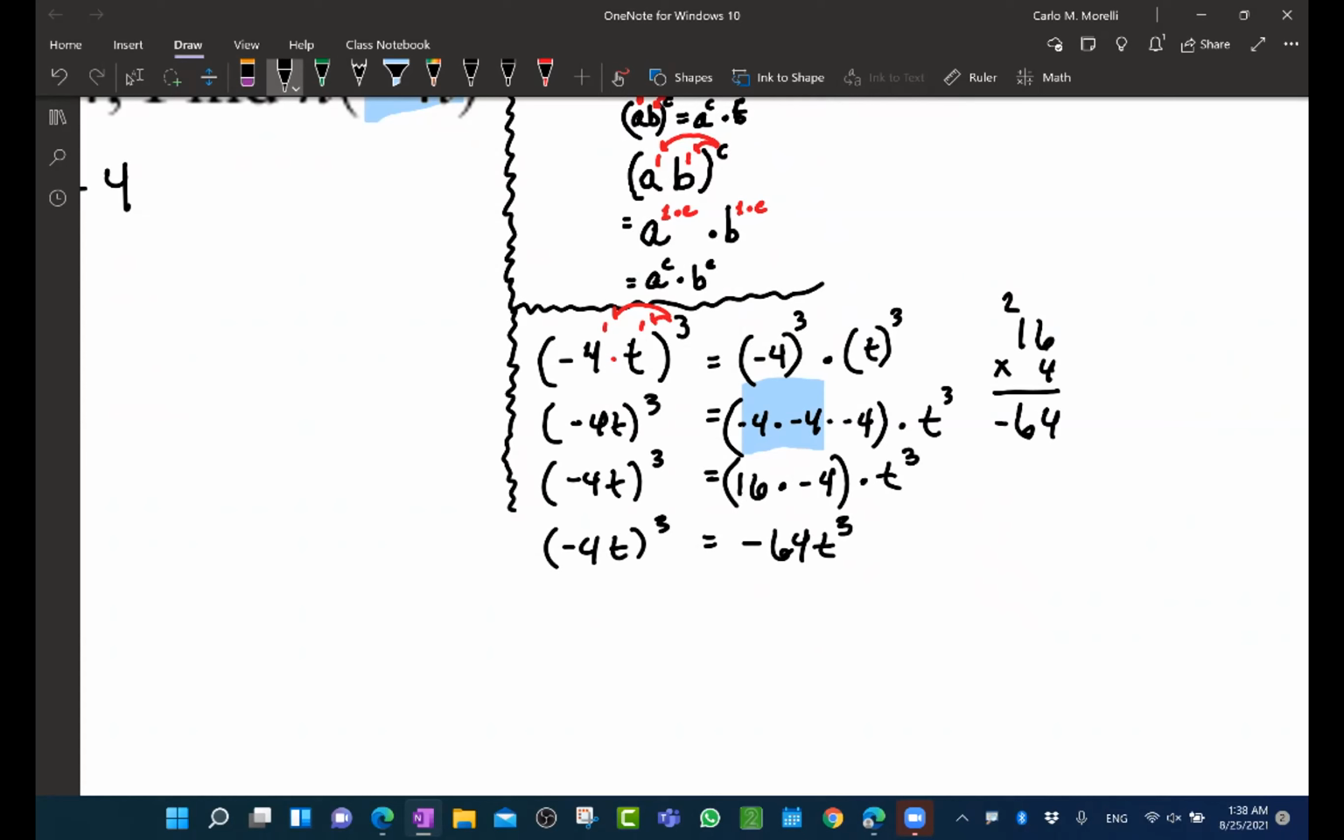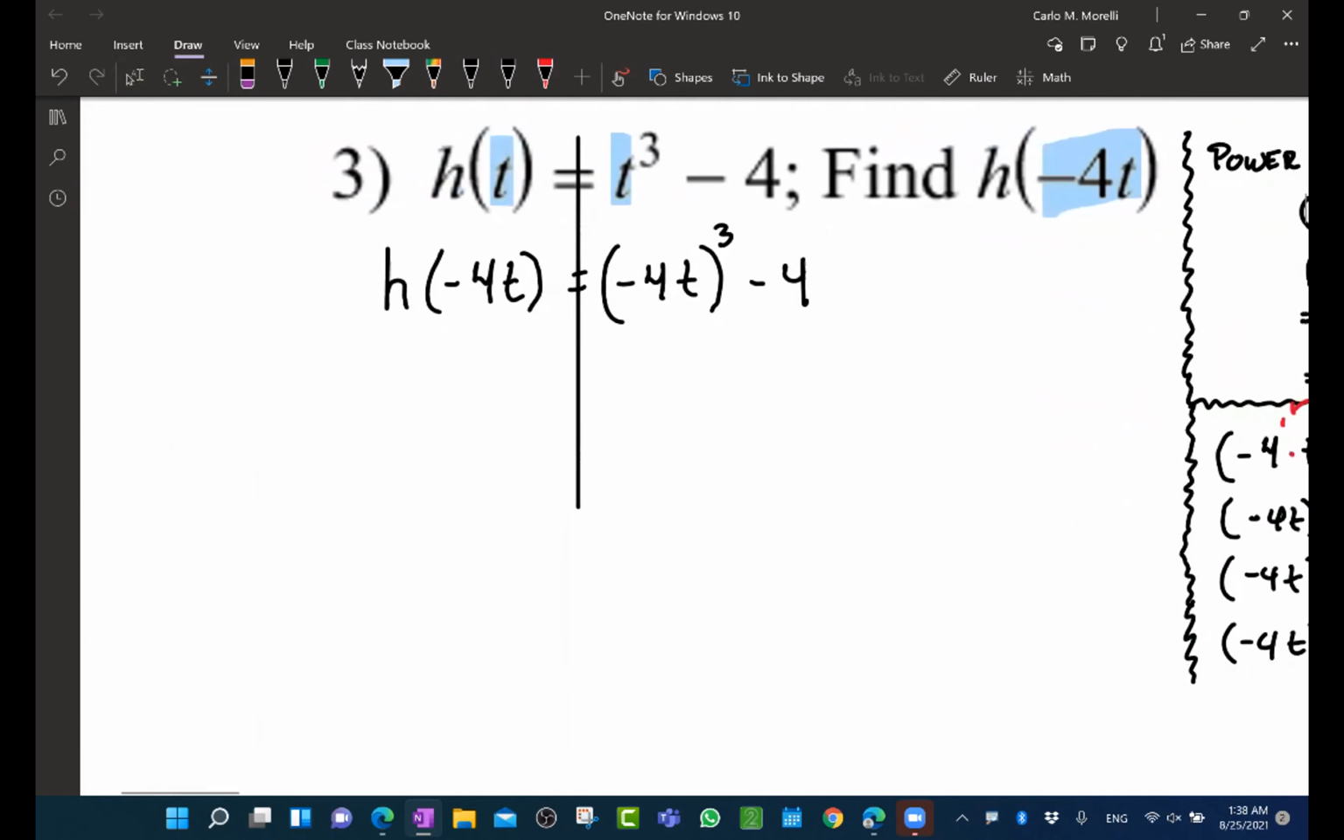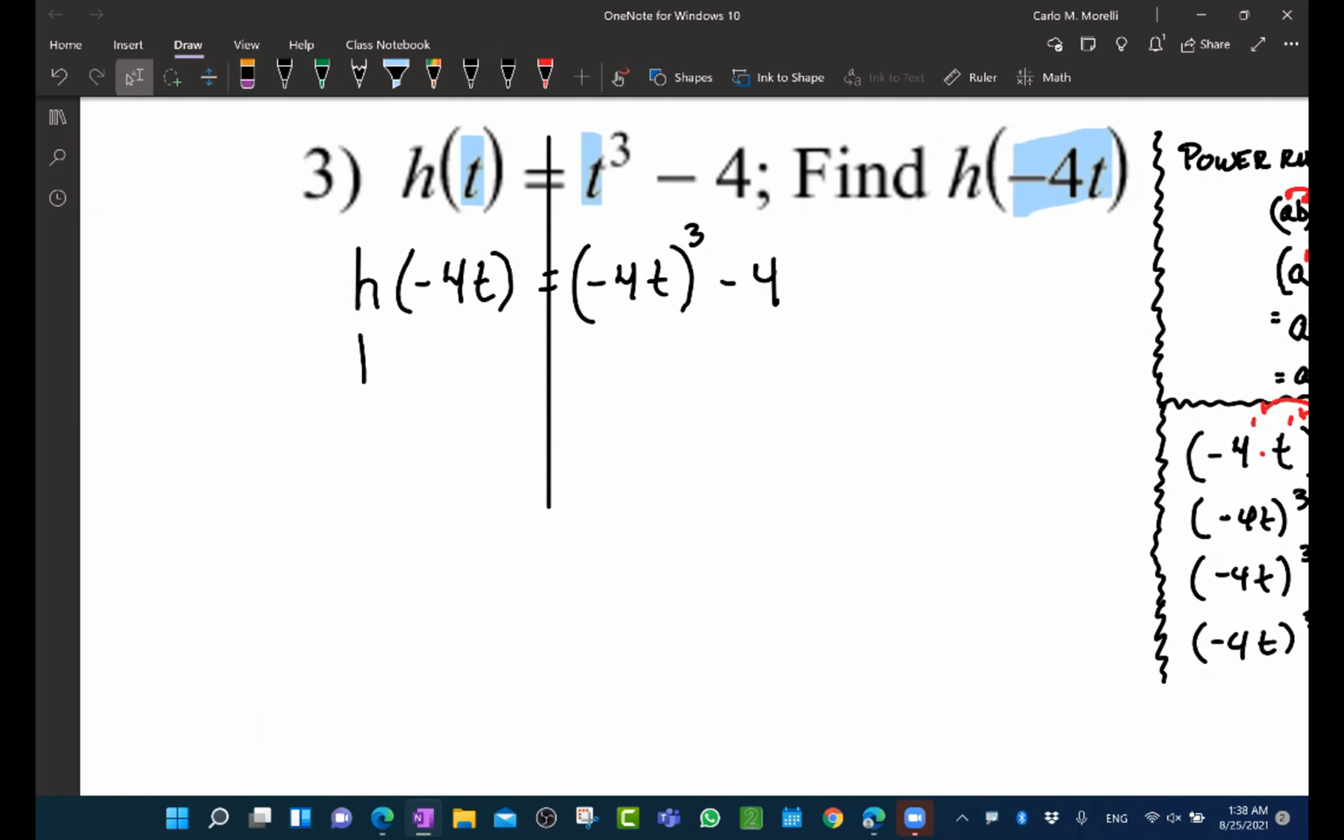So now let's bring that back. That was all side work for that part. So let's bring it back. H of negative 4t is equal to negative 64t cubed minus 4.